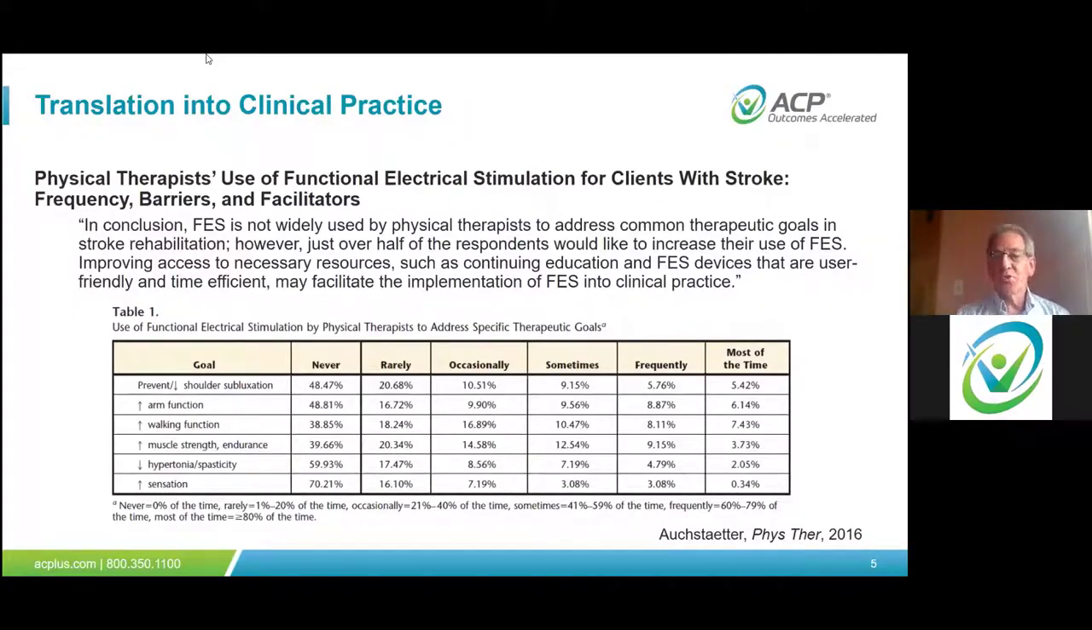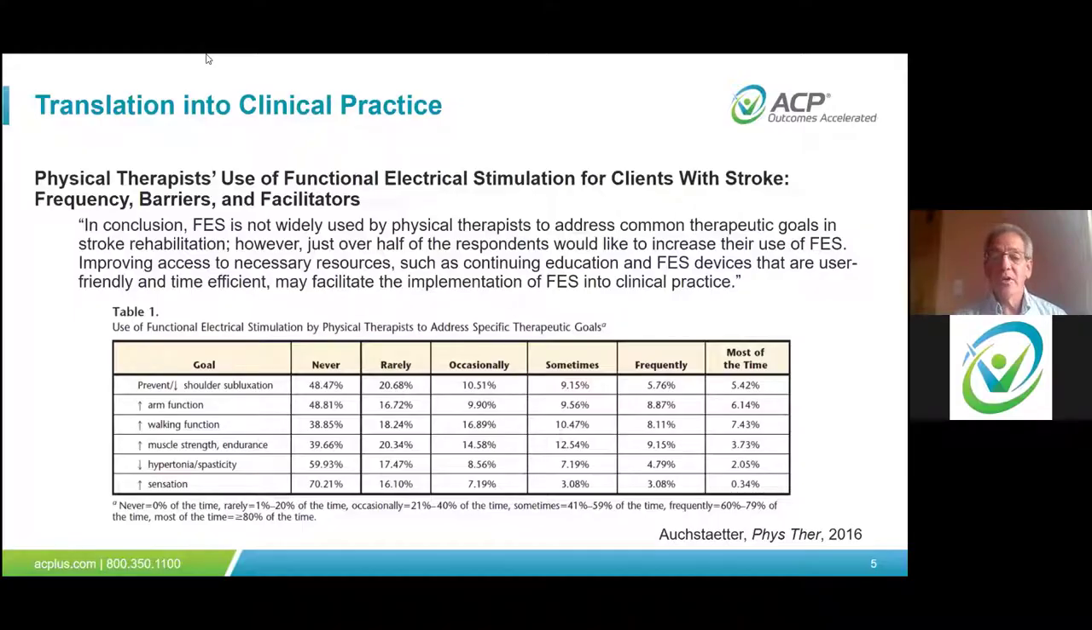However, there was research recently completed, this was in Canada, where they received survey responses from almost 300 therapists to the question of how often FES was integrated into their clinical practice. They were across the spectrum of different practice environments. And across the board, as you can see from all of these different specific applications, the number of therapists who incorporated FES, even if we expanded it to the category of sometimes, frequently, or most of the time, was less than 20%. And that means that 80% used it occasionally, rarely, or never.